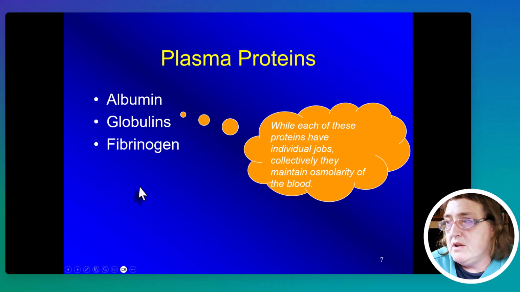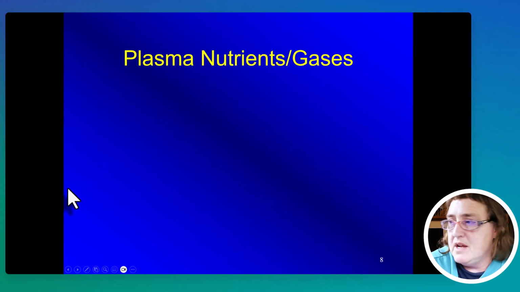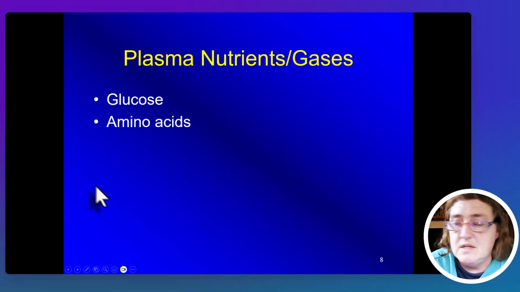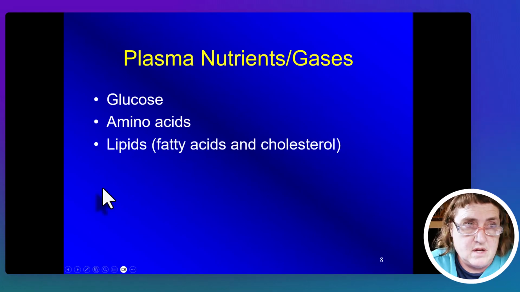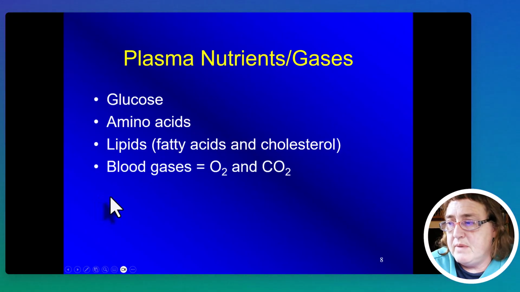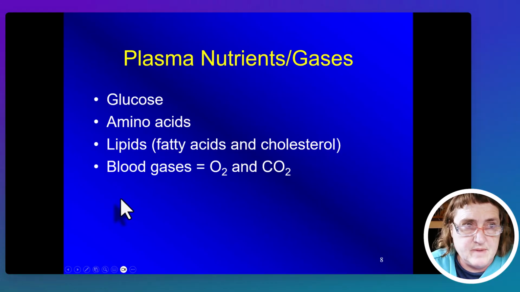Also, in your plasma, you're going to find things like glucose. It depends on how much you ate that day, how much glucose you find, amino acids, and fatty acids. So, again, depending on what you ate, but you're going to find all of those nutrients. You'll also find blood gases like oxygen and carbon dioxide. Obviously, oxygen is being brought into the body to get into the tissues, and carbon dioxide produced by the tissues is on its way out.